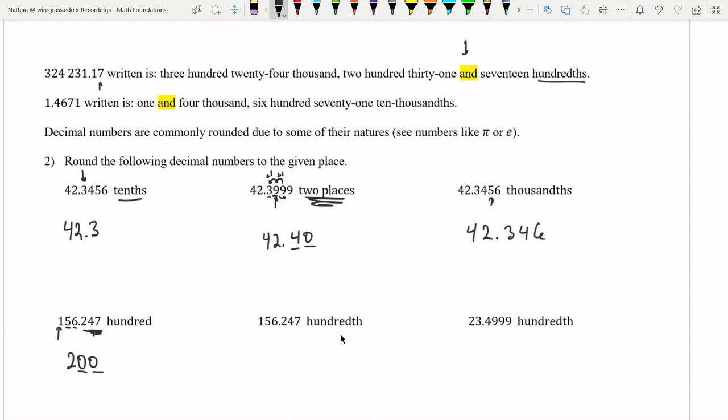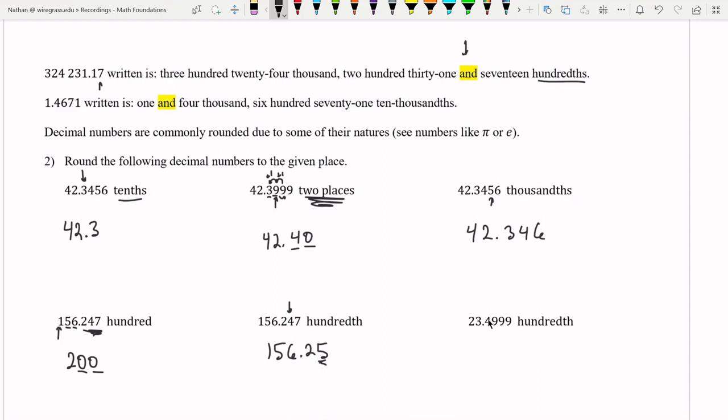Okay, this now we want to round it to the hundredth. Hundredth is going to be the 4. So the testing digit is 7. That is 5 or greater, so we're going to round that number up. 156.25. We have the hundredth spot right there, and so we're good to go.